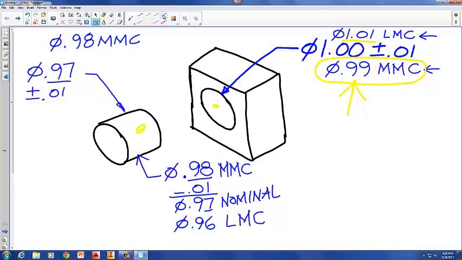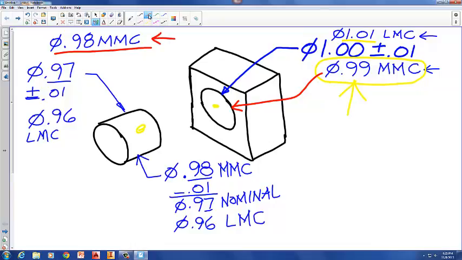If we come back to our nominal size again of 0.97, and this time we subtract 0.01, the other limit that we could have on diameter for this cylinder is 0.96. That would be least material condition, LMC. All right, so when the diameter of our cylinder is at maximum material condition, it would be at 0.98. When the diameter of the hole right here is at maximum material condition, its diameter would be 0.99. That gives us 1/100th of an inch of clearance between these two numbers, and that's what we want as our minimum clearance.